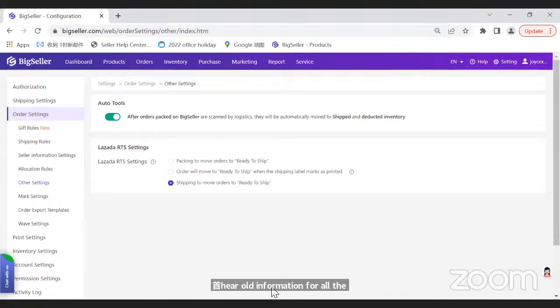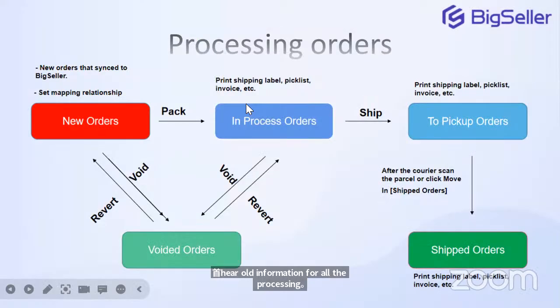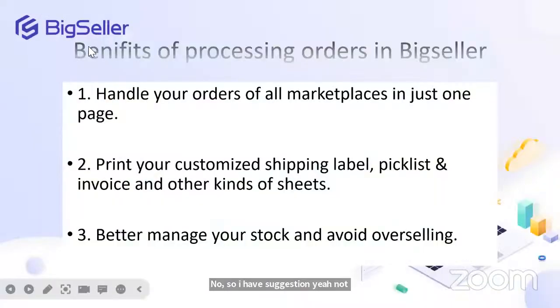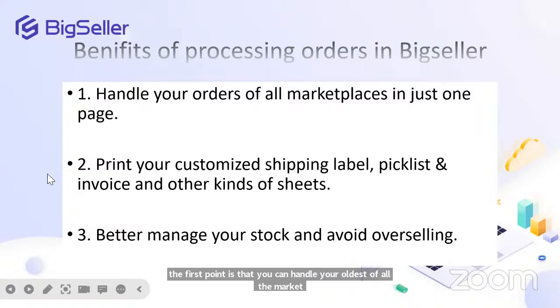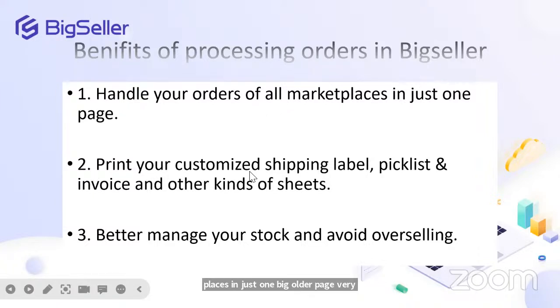Also, there is some information I want to share with you. Here are the benefits of processing orders in Big Seller. We have 3 benefits. The first one is that you can handle your orders from all marketplaces on just one Big Seller page. Very convenient. The second is that you can print your customer shipping label, pick list, invoice, and some other kinds of sheets in Big Seller. And the last one, you can better manage your stock and avoid overselling if you process your orders in Big Seller. Okay, here are 3 benefits of processing orders in Big Seller.